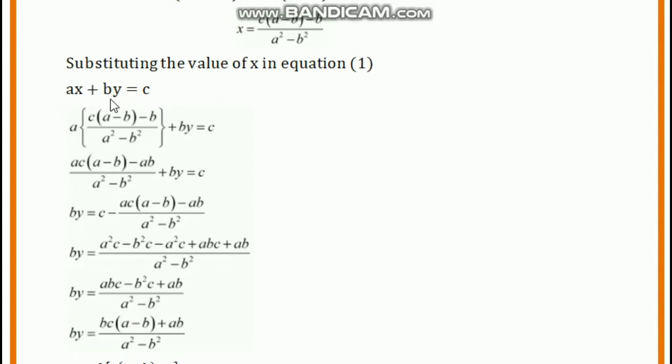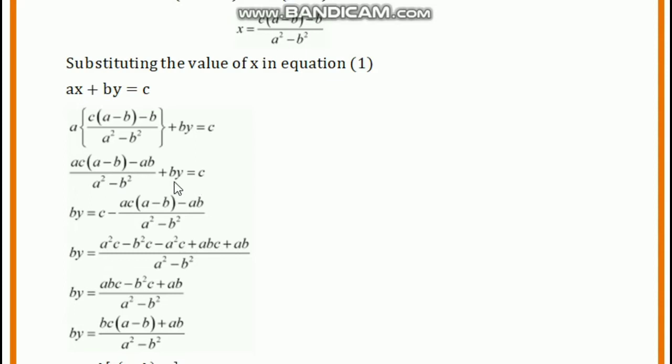First equation is ax plus by equal to c. Okay, so we know the x value, so substitute here c of minus ab, a minus b, then divided by a square minus b square plus by equal to c. Okay, then multiply by c, a into c is ac, and here also a into b, ab, multiply by a with b, so divided by a square minus b square plus by equal to c.